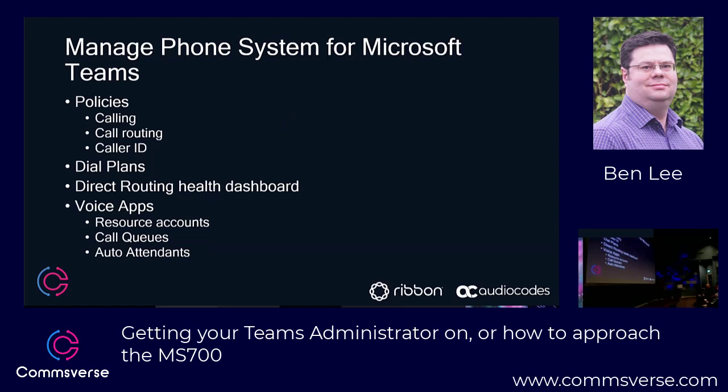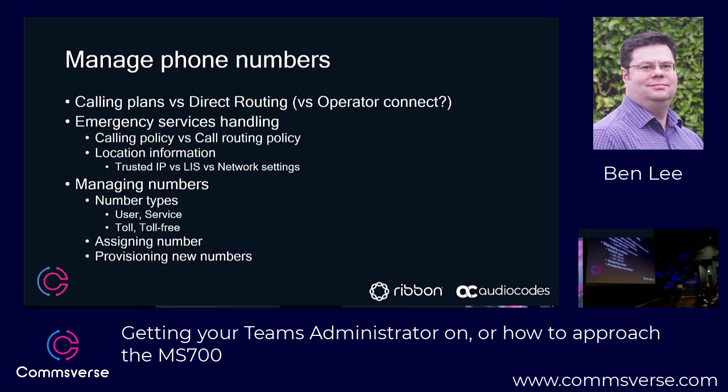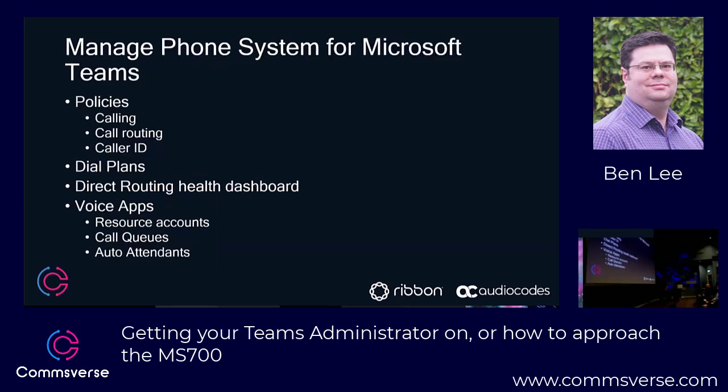And then how you can control the policies. And there's a number of policies. One in particular, I don't know if it was on the previous one, is how to do emergency services handling, particularly, it's a big thing in the States. How do you deal with E911? And location is handled in 3 different places. You've got trusted IP, you've got network settings, and you've got the location information services, and they all play a different part in how the client presents its location to the remote party.